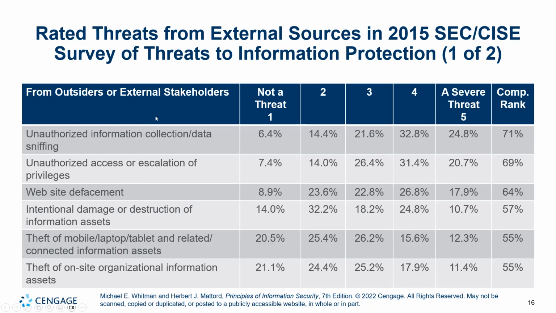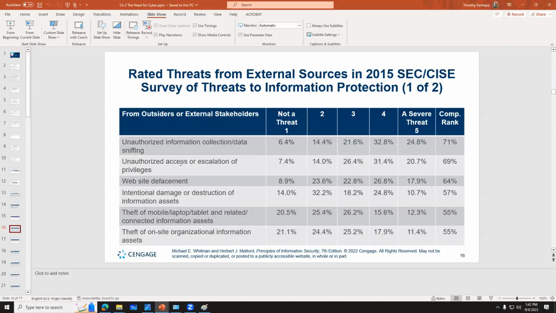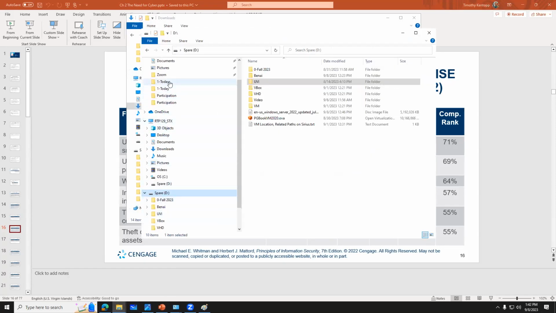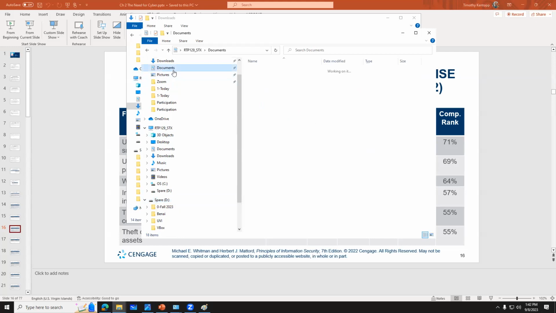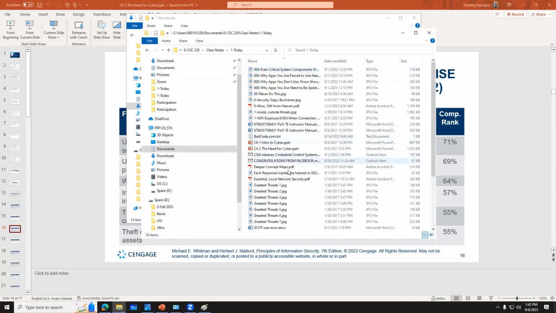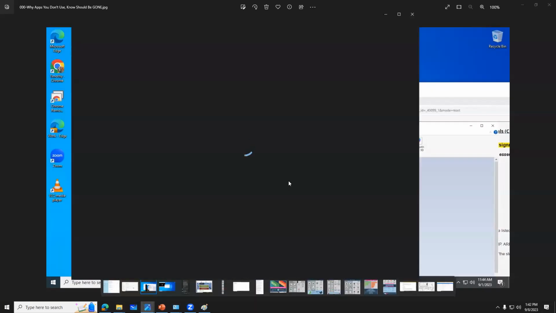Now here it talks about outsiders or external stakeholders. I've included some additional information in the resources and references folder. And in here, let's see. Everybody still with us? Yeah. Okay.